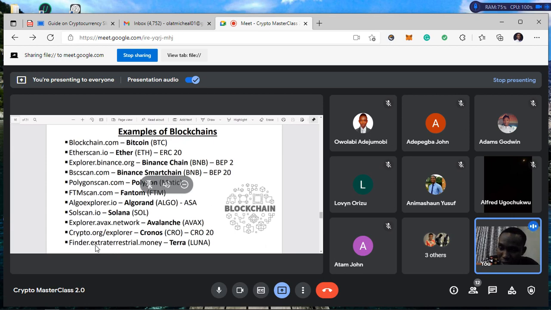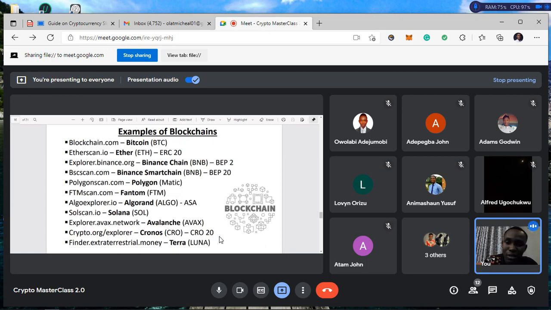We have finder.terra.money, that is for Terra, and the ticker is Luna. And now, if you notice in front of you, you have things like ERC20, BEP20, BEP2. Matic is Matic, Fantom is Fantom. For Algorand, we have ASA. And for crypto.com, you have CRC20. So when you are sending coins from one blockchain, you need to take note of all these things.